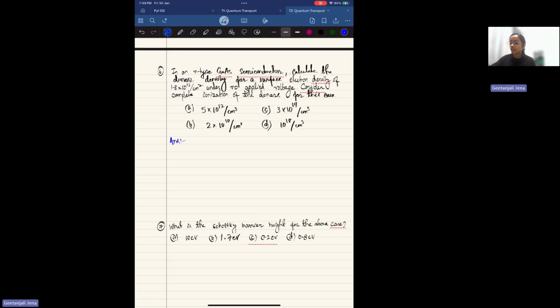Question 6 is a numerical problem. In an n-type gallium arsenide semiconductor, calculate the donor density for a surface electron density of 1.8 times 10 to the 12 per centimeter square under no applied voltage. Consider complete ionization of donors in this case. Go through the question; I will give you some minutes to solve it first, then I will go through the solution.